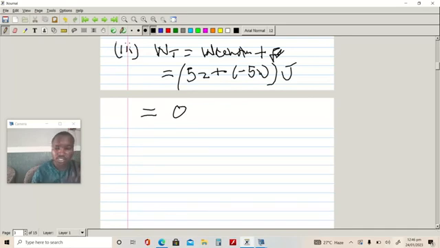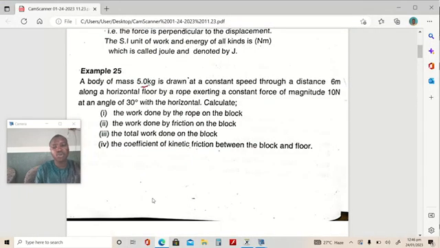Then the fourth question says, the coefficients of kinetic friction between the block and the floor.